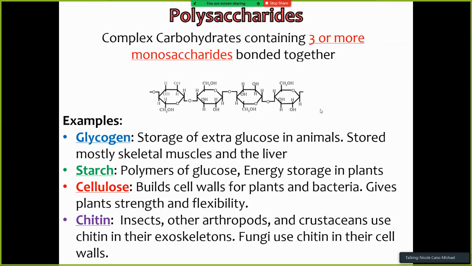Cellulose. Again, this is the structure that helps to build cell walls for plants and for bacteria. And it gives the plants a little bit of strength and a little bit of flexibility. And then chitin. This is that crunchy exoskeleton that we already talked about. The name of that polysaccharide is called chitin. And again, this is an exoskeleton.